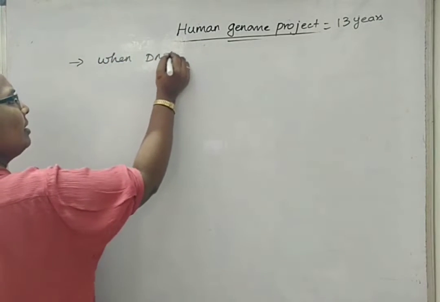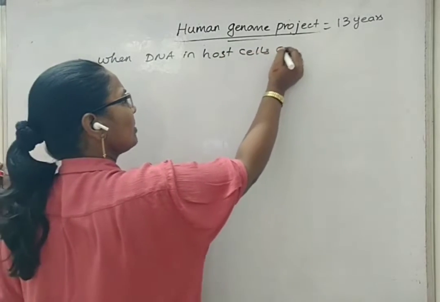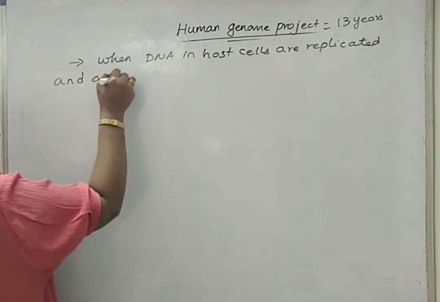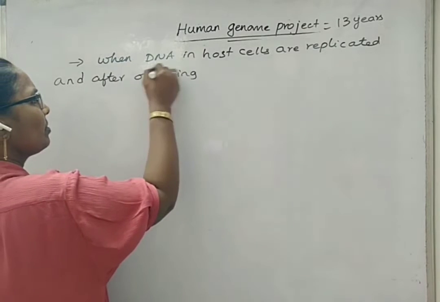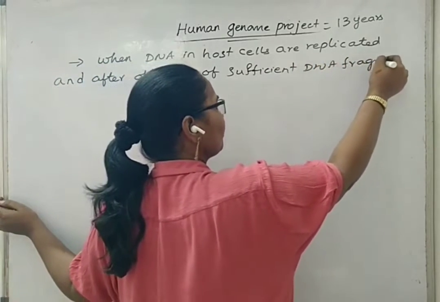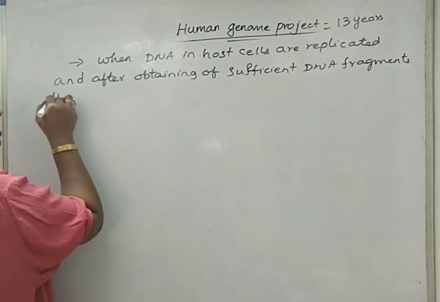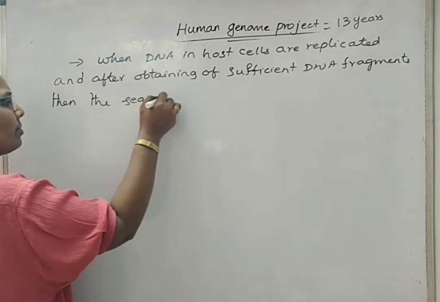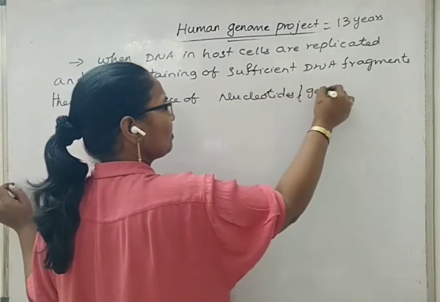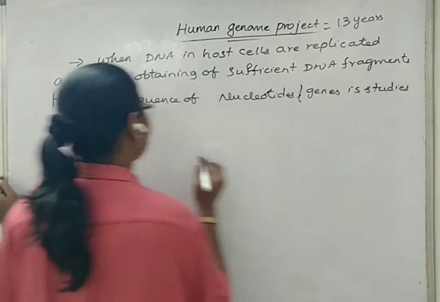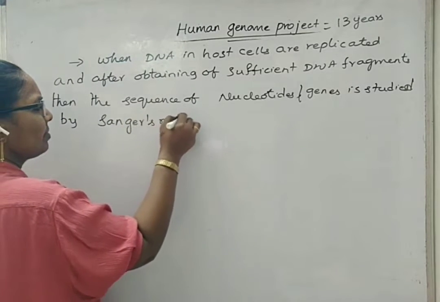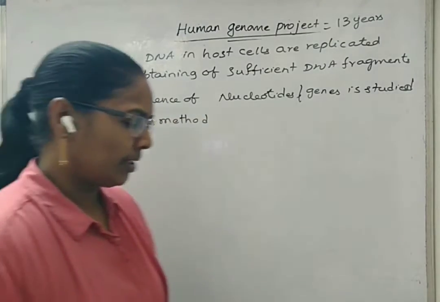When DNA in host cells is replicated and sufficient DNA fragments are obtained, the sequence of nucleotides or genes is studied by Sanger's method. What is this Sanger's method?